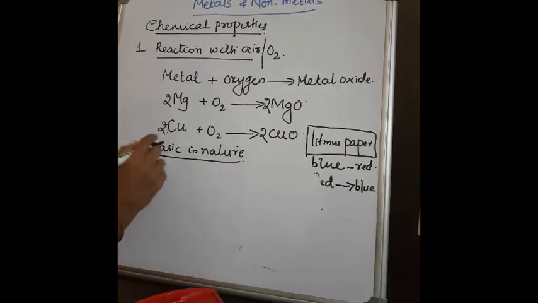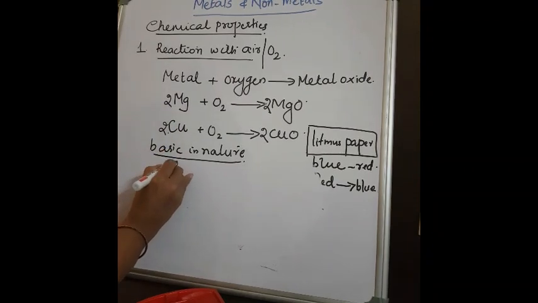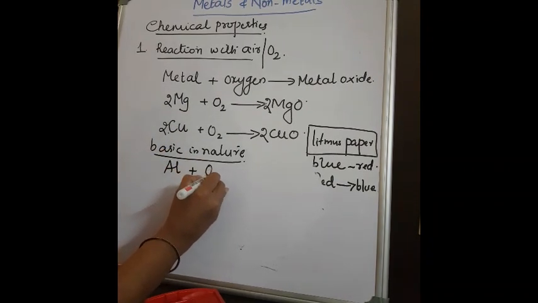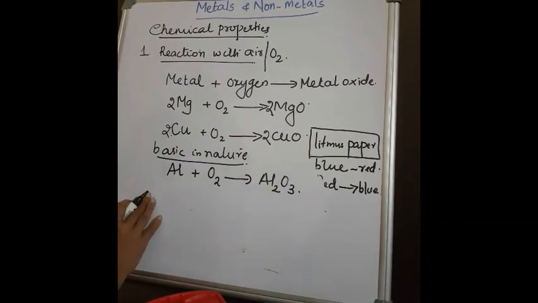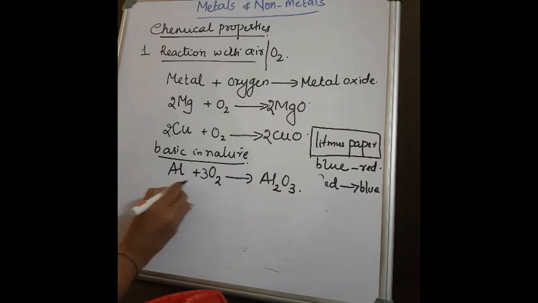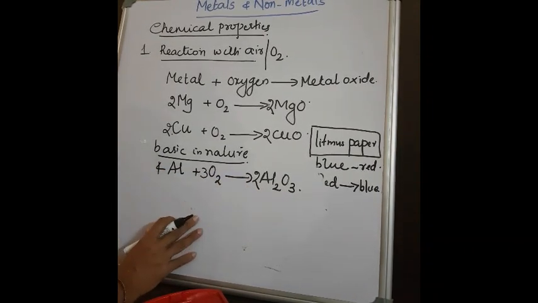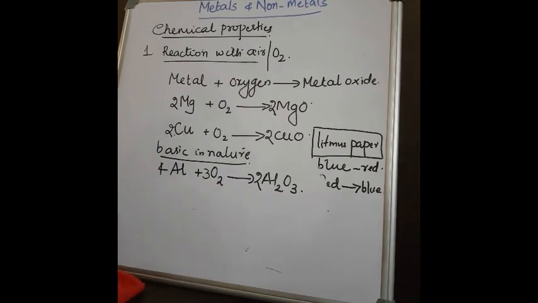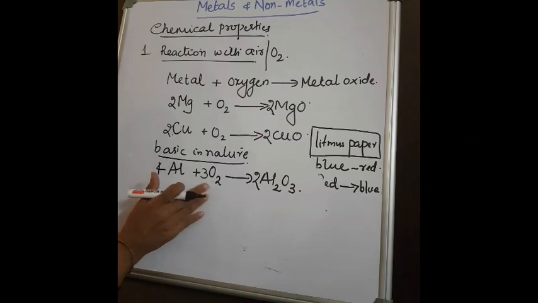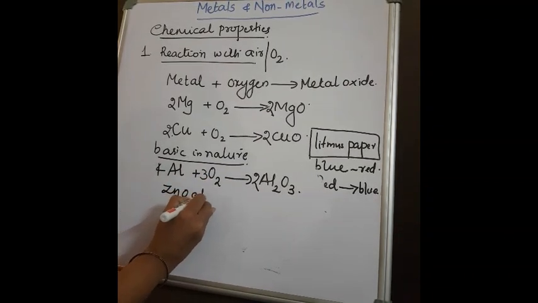Basic in nature. Now, again if I write one more example of aluminium, aluminium plus oxygen will give you the corresponding oxide, aluminium oxide. If I balance it, 4, 3 and 2. Now, aluminium plus oxygen giving aluminium oxide. Now, coming to aluminium oxide, then zinc oxide, etc.